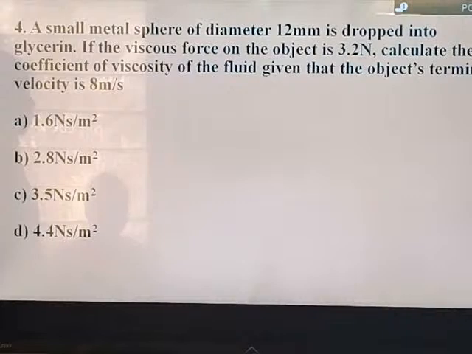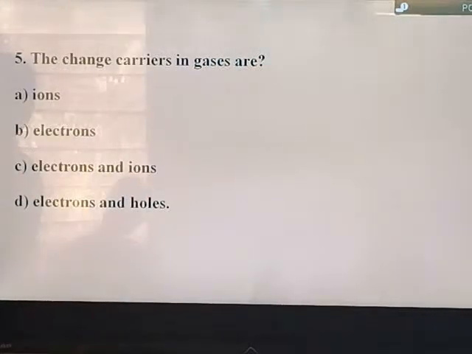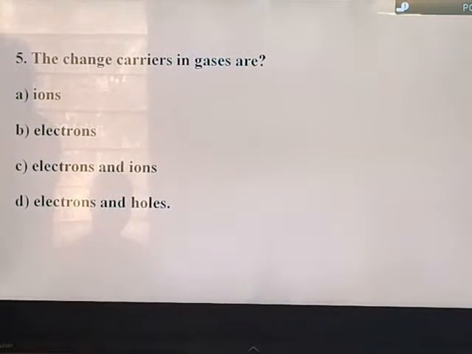Okay, now let's move on to the 5th question. The 5th question says the charge carriers, not the change, please. The charge carrier, that's definitely a typographical mistake. The charge carriers in gases are A, ions, B, electrons, C, electrons and ions, and D, electrons and holes. The correct answer here is definitely option A.